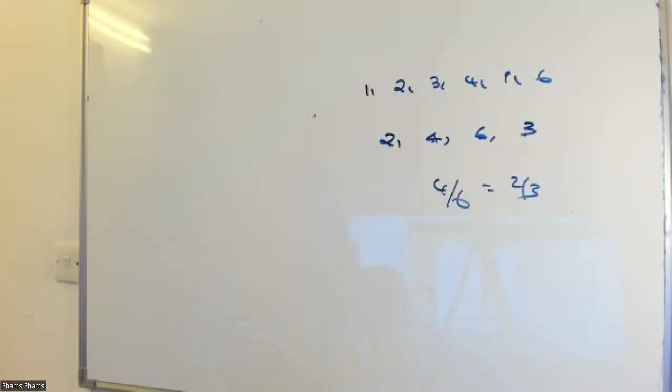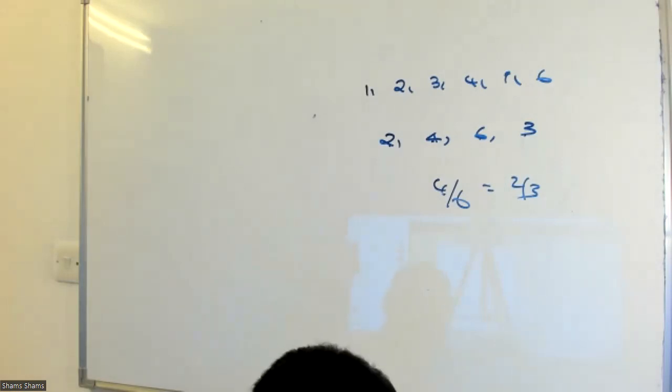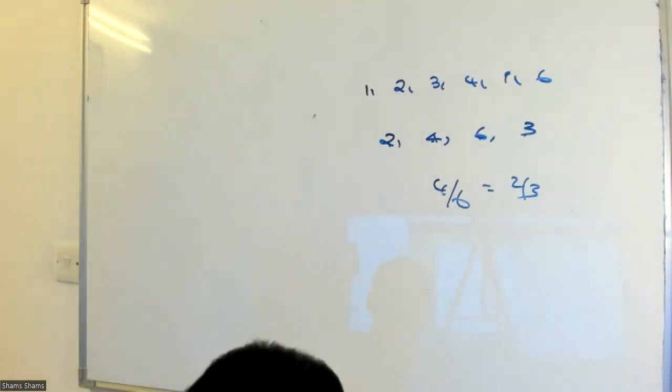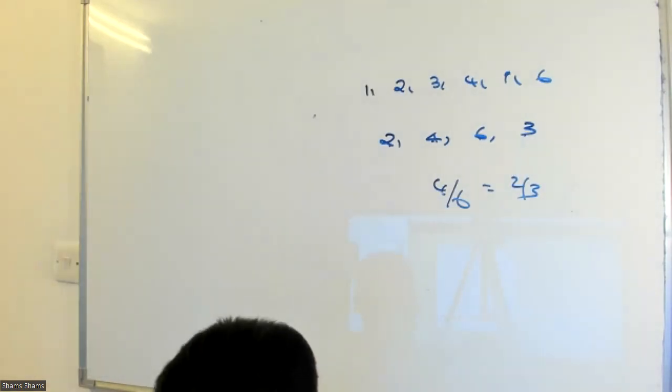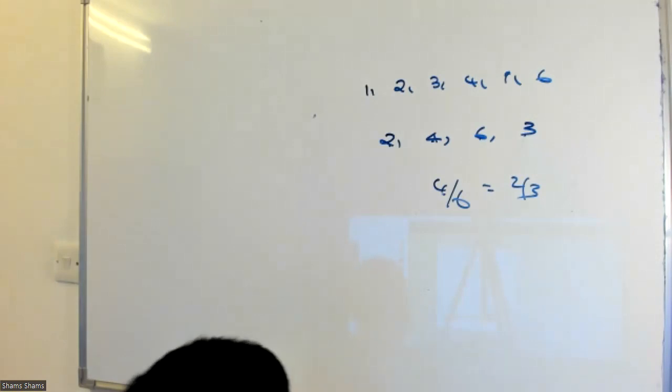Next question, a multiple of 3, what is it? 3, 6. So 2 numbers. So 2 by 6, 1 by 3. Third one, an even number or a multiple of 3. That means even number plus multiple of 3. Which are the even numbers? 2, 4, 6. Multiple of 3 is 3. So 4 by 6.